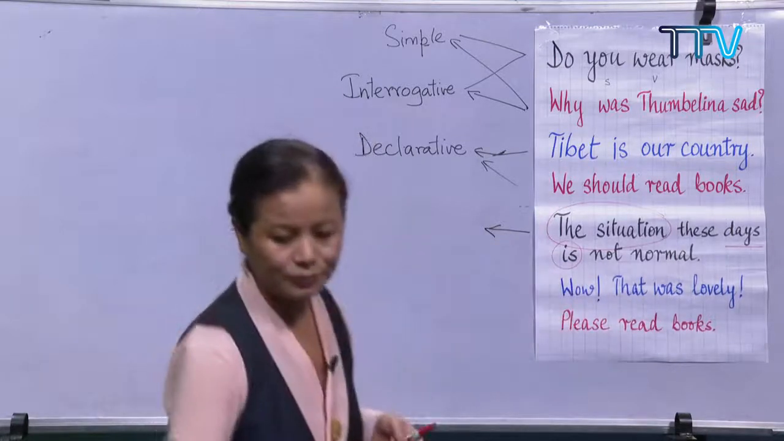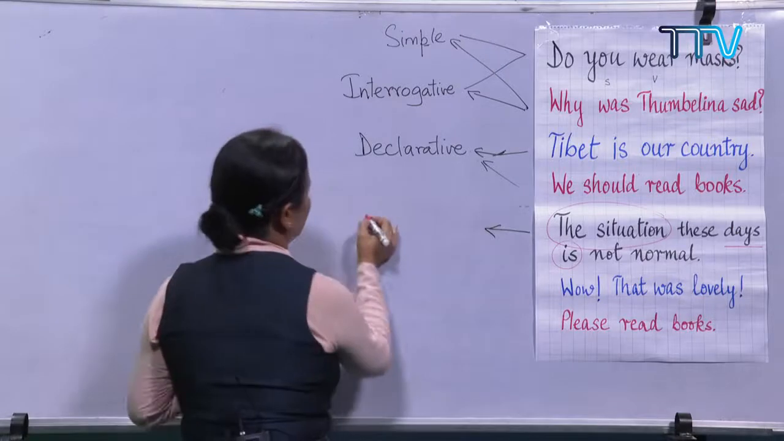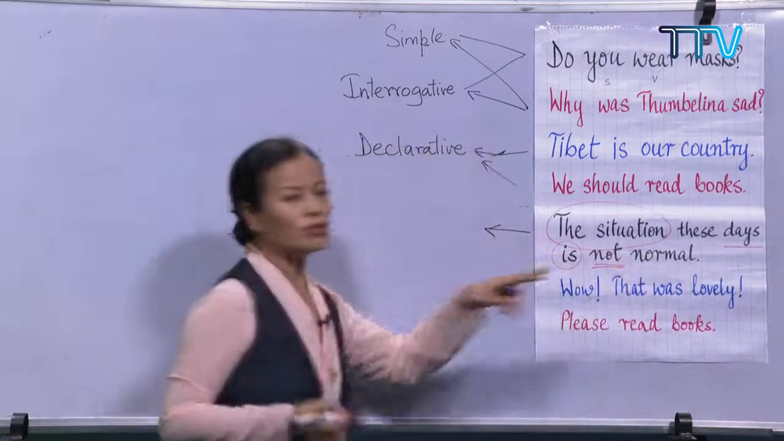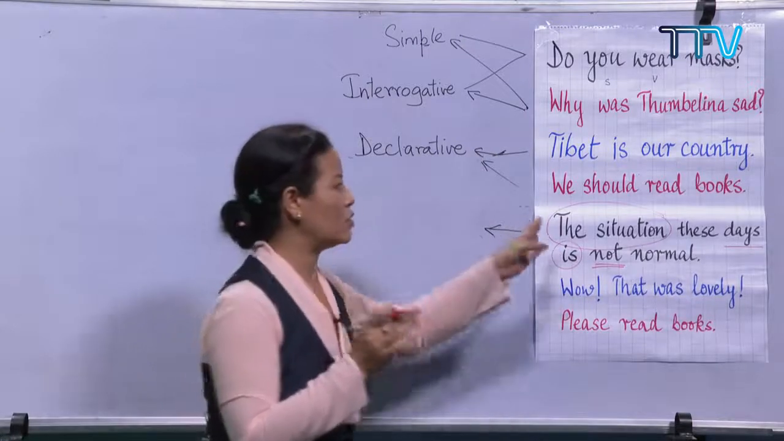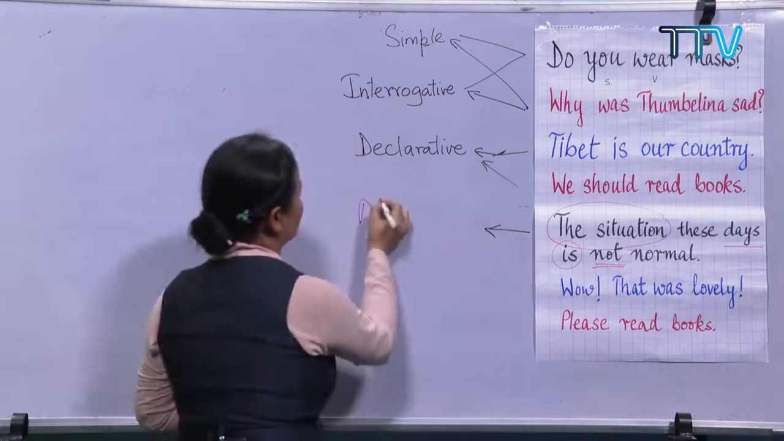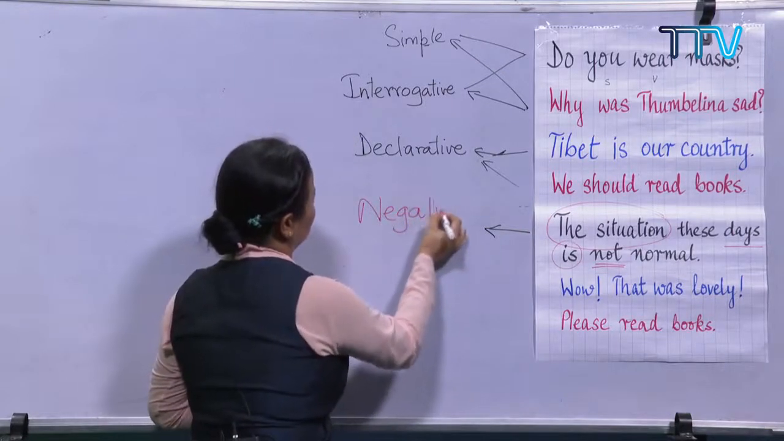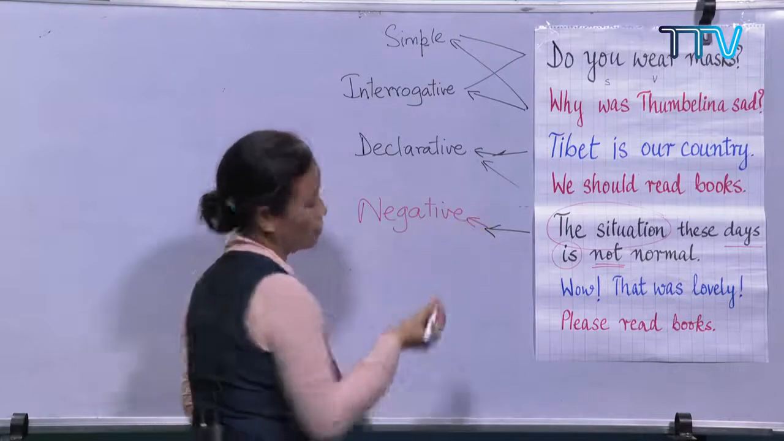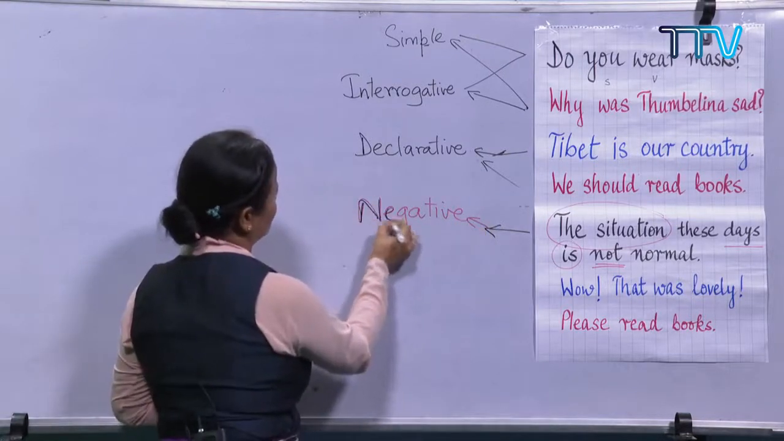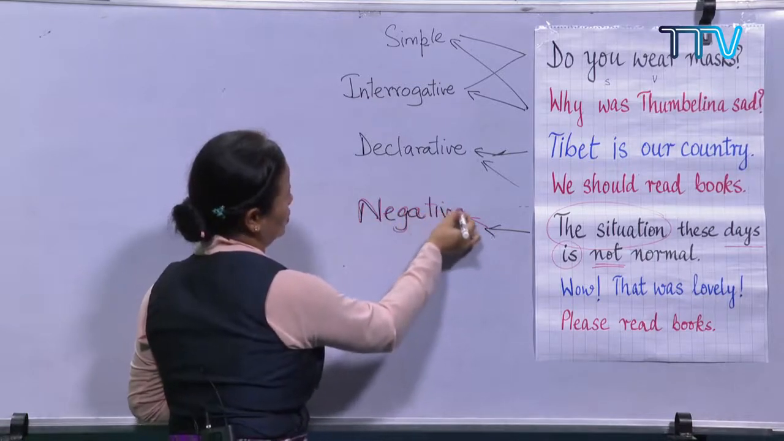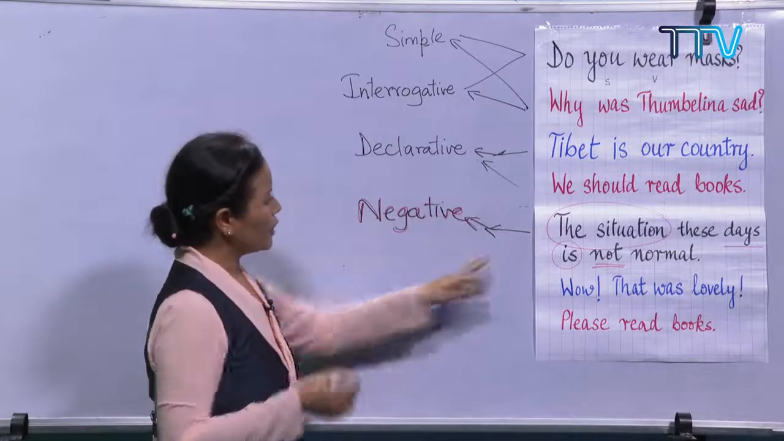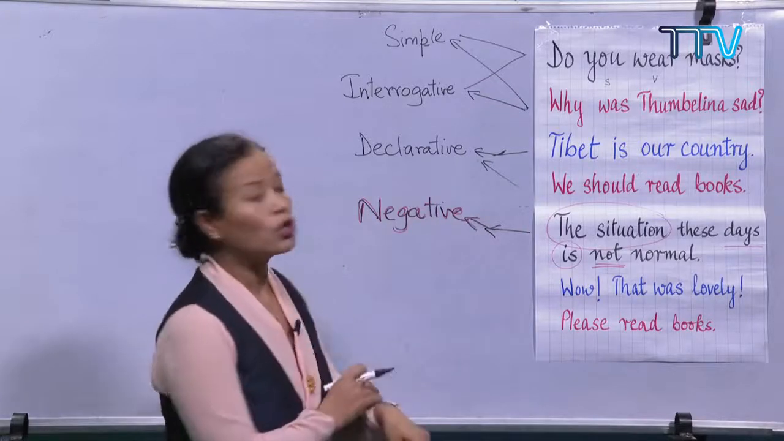This particular word, not, shows a negative thing. The situation these days is not normal. So this is a negative sentence. Let me write in black. It's more clear. I think this is visible. Are you able to see this? Is it clear now? Negative. The situation these days is not normal.